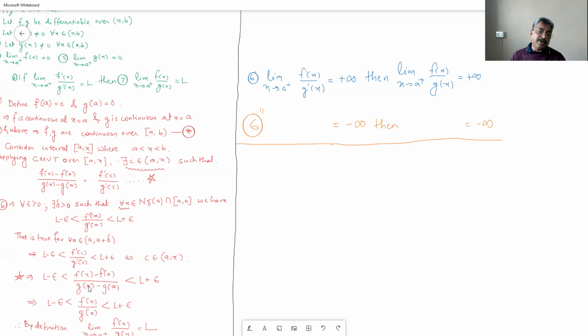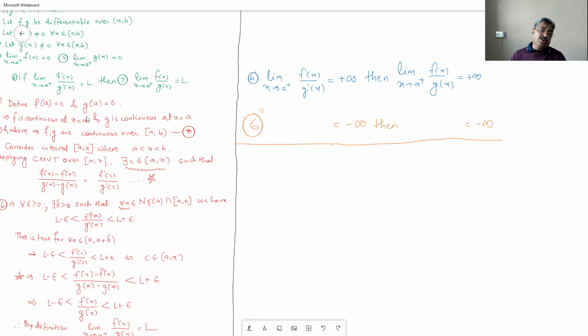In that case, the limit definition says you give me a number, I give you a smaller number than that. That kind of proof will be there. Otherwise, the first part of proof is going to remain same. Application of CMVT is going to remain same.